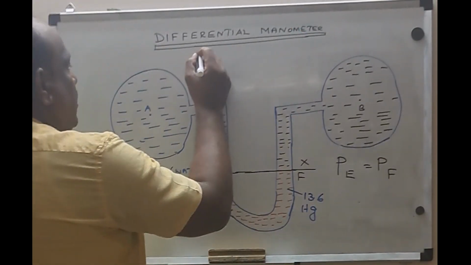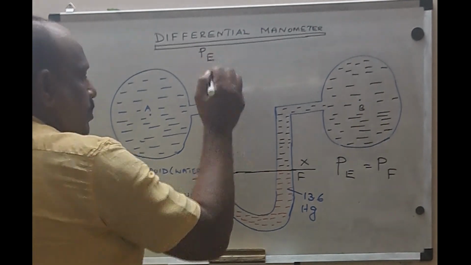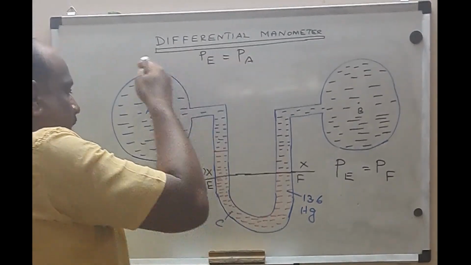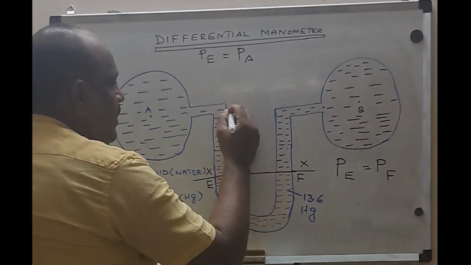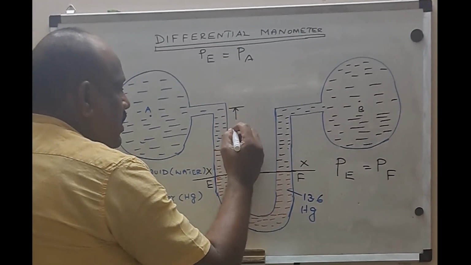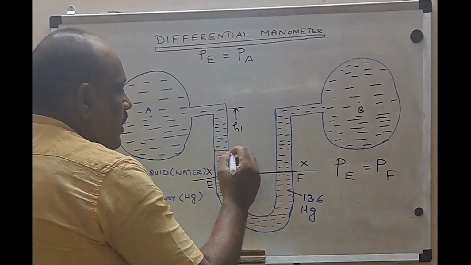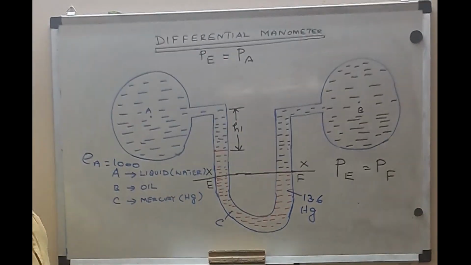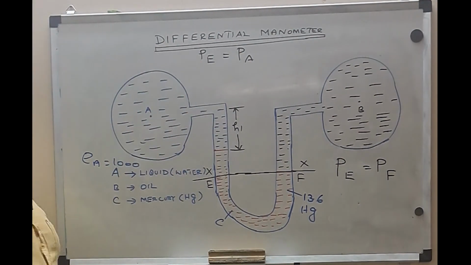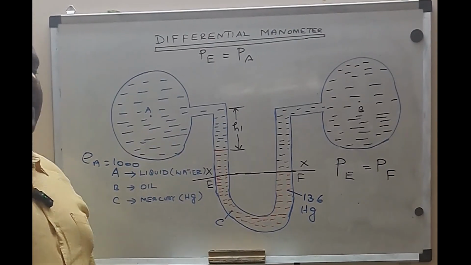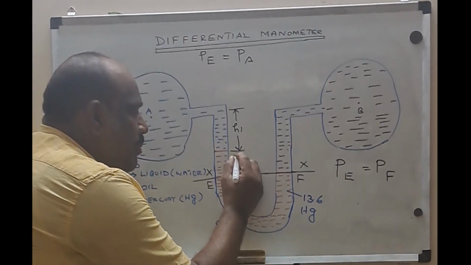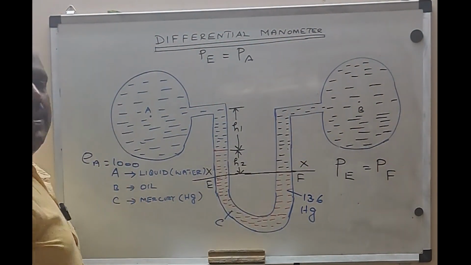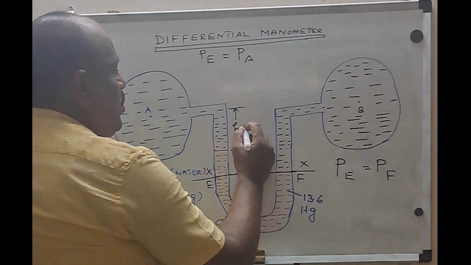So first let us try to find what is PE. The pressure at the point E will be equal to PA, the pressure exerted by A, plus this height. Let us call this height, not the whole height, this height. Why did I mark this height? Because up to here only the liquid A is there. So this is H1. The remaining column is my mercury, H2.